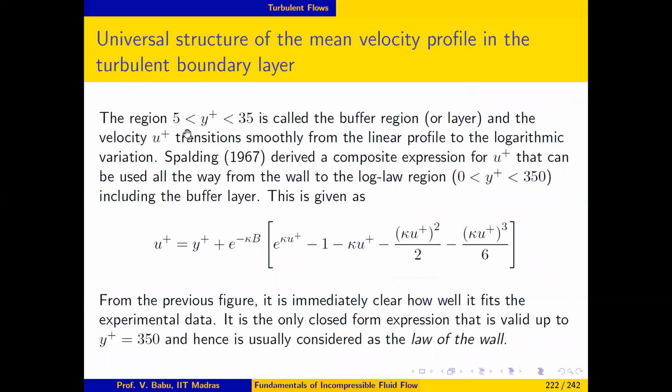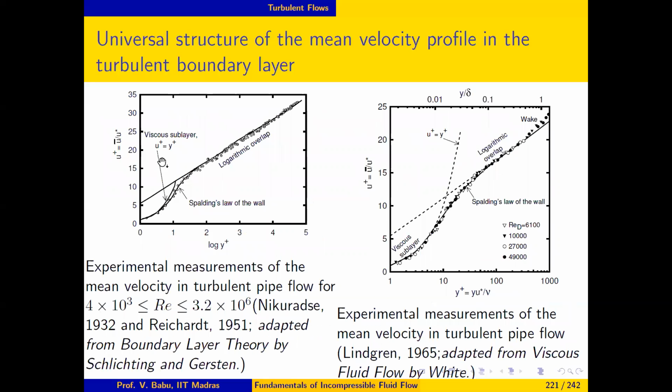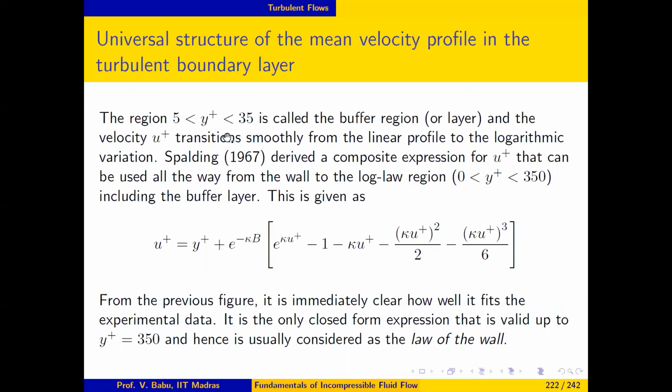So the region in between these two, for values of Y plus between 5 and 35, is called the buffer region, and U plus in this case transitions smoothly from a linear profile to the logarithmic profile, as can be seen here. So this region is called the buffer region, that is, Y plus between 5 and 35. And Spalding in 1967 derived a single expression for U plus that can be used all the way from the wall where Y plus is 0 up to 350, which is the outer edge of the overlap region.